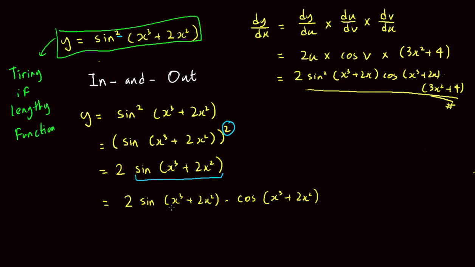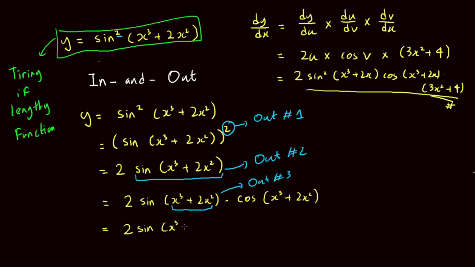Now the third stage is to differentiate the remaining inside term. So this is our first stage, we're going to call it out 1, out 2, and of course this would be out 3. We leave the rest untouched, so it'll be 2 sine of (x cubed plus 2x squared) multiplied by cosine of (x cubed plus 2x squared), and then we multiply by the last one, what we would call the inside.